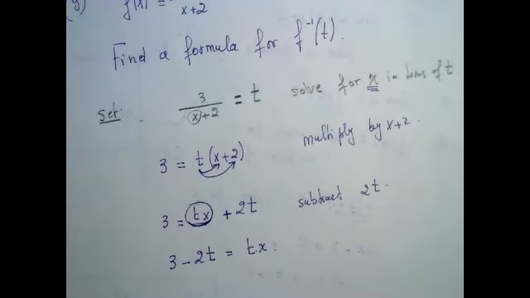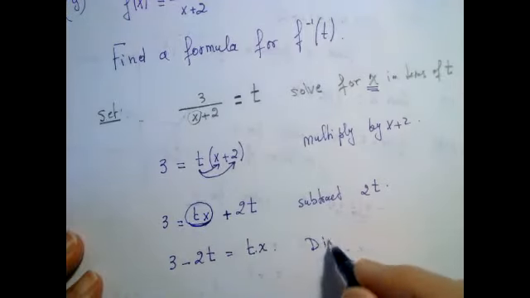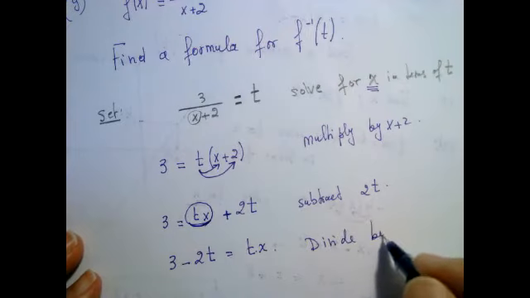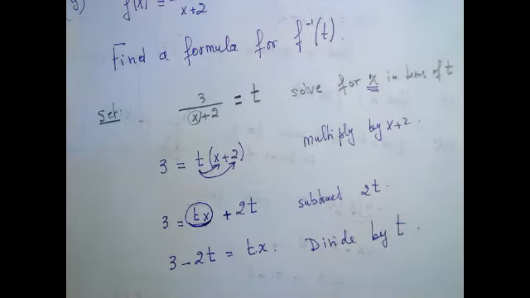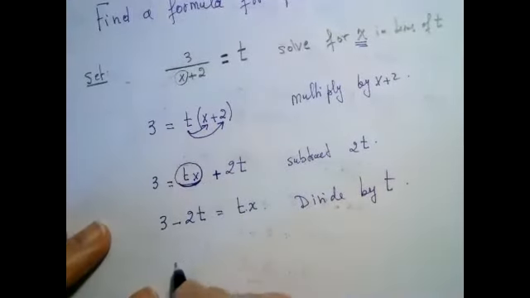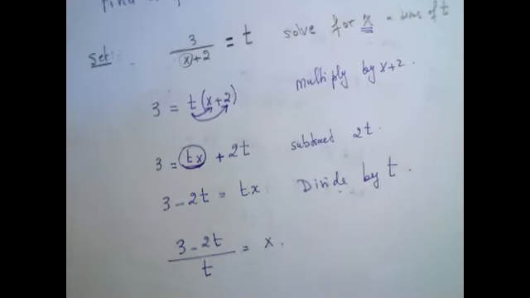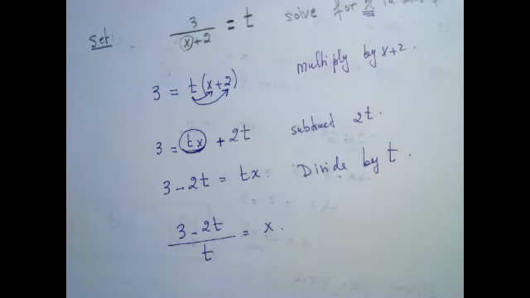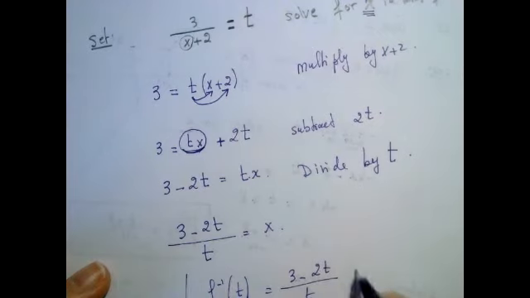Tx. Okay? And now, what Brandon said, divide by t. Divide by t, and that will give me 3 minus 2t over t. Okay? I said I'm doing this because it's a good algebra problem. That's really why I am after that. So it means f inverse of t is 3 minus 2t, the whole thing divided by t.